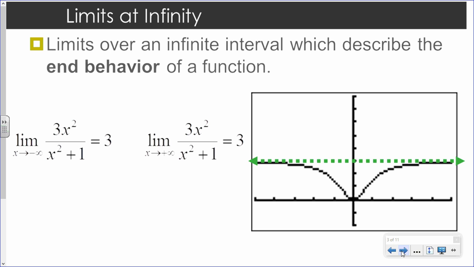As you can see, both the right and the left end behaviors approach that asymptote of 3. Okay, so if we know where that asymptote is, that helps us get that limit. Okay, we'll talk about that. But essentially, we're just describing the left behavior and the right behavior of the graph. And we're talking about limits at infinity, excuse me.